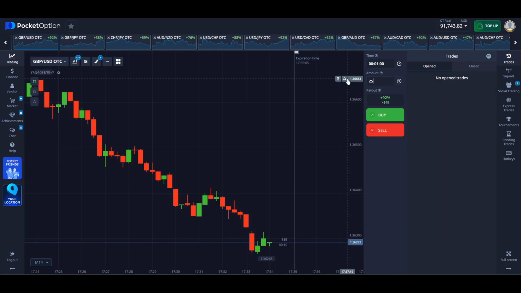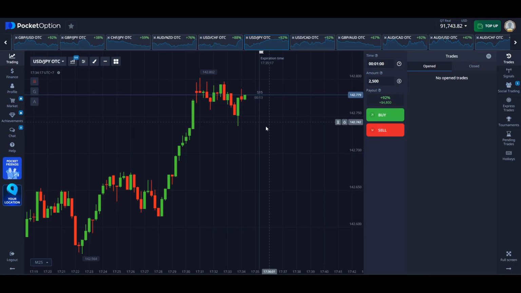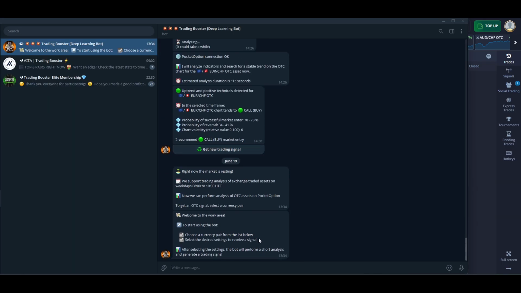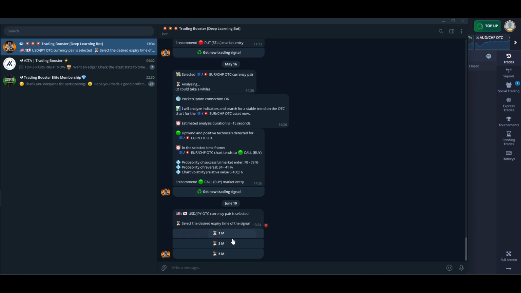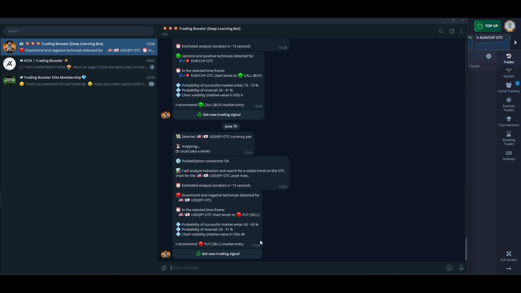Let's cover this loss with the next trade, a loss of $2,500. I'm choosing US dollar to Japanese yen. Here, it seems like no new patterns are forming. This currency pair is behaving well, so we'll choose the same currency pair in the booster.